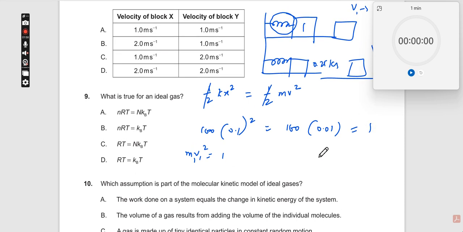What is the mass of the first one? It is a 1 kg object, so I substitute m1 equal to 1. So v1 square equals 1, v1 equals 1 meter per second. These two options are correct, these two are incorrect. Eliminate this.